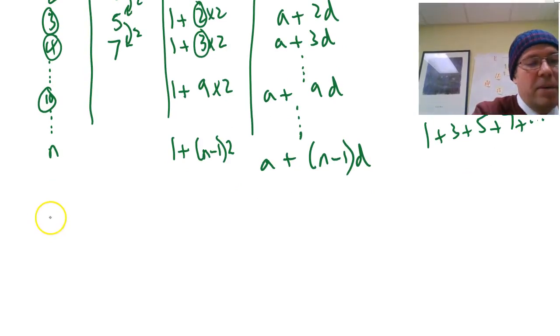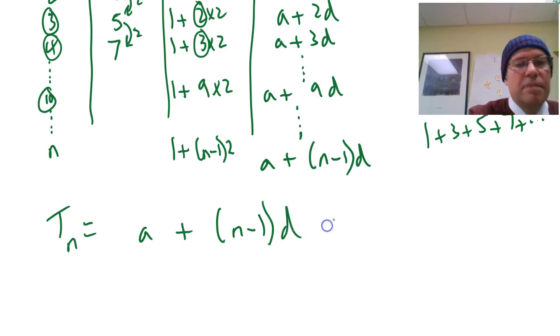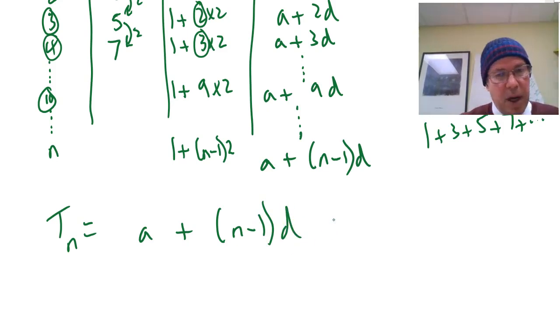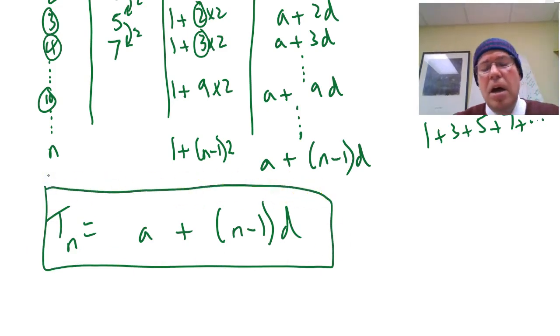For an arithmetic sequence going up by a common difference, the general term, Tn, is the first term a, and I'm adding the common difference n minus 1 times to get that general term. So we'll need that for proving our sum of the series of an arithmetic sequence. So let's have a look at that now.